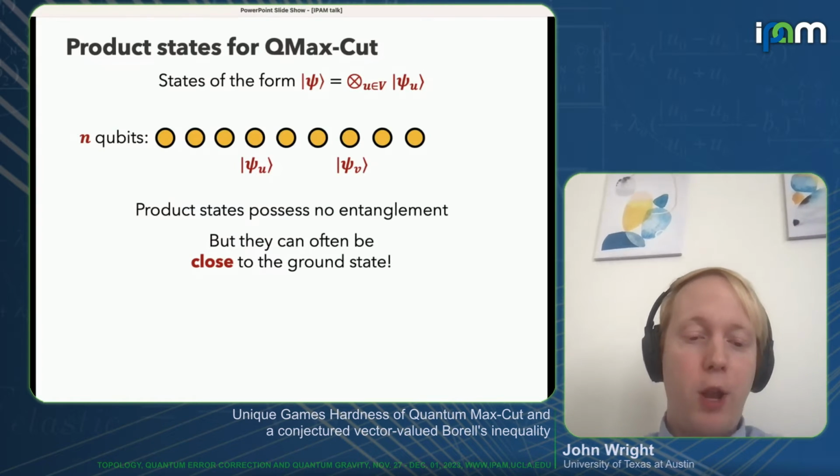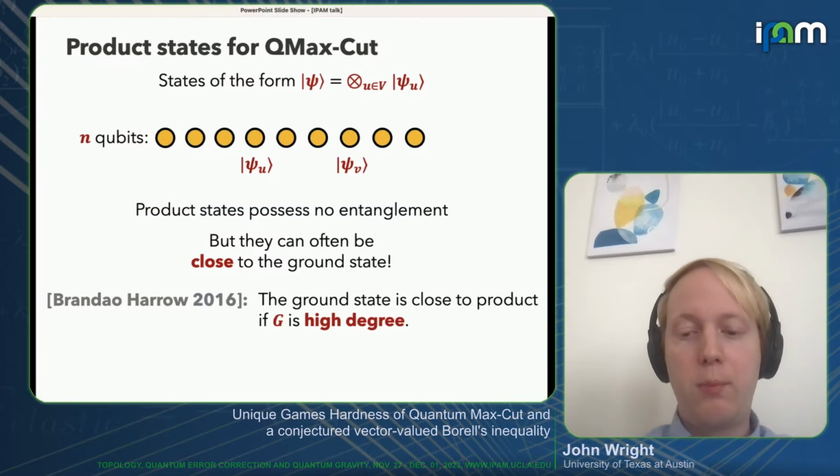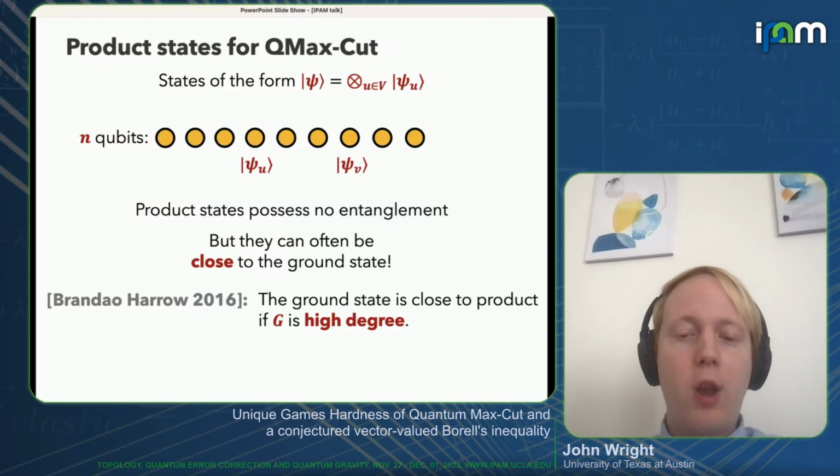In particular, Brandao and Harrow in 2016 showed that if the graph G is high degree, then the ground state is actually close to being product. Or in other words, there's a product state which has nearly optimal energy.